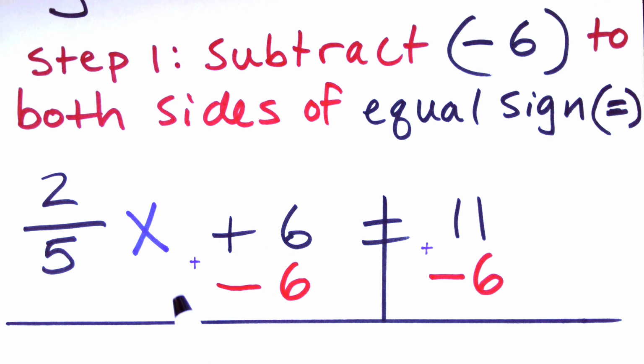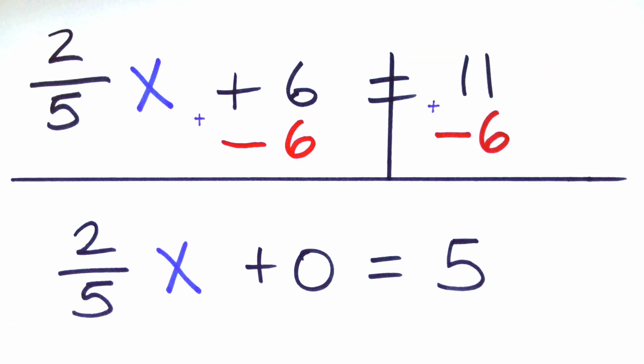This is positive 6 plus a -6, which is 0, right? This is positive 11 plus a -6. What are you going to get there? Right? You have $11 in your pocket. You make a purchase. You buy something for $6. How much do you still have that you can put back in your pocket? All right, if you said $5, you're absolutely right.